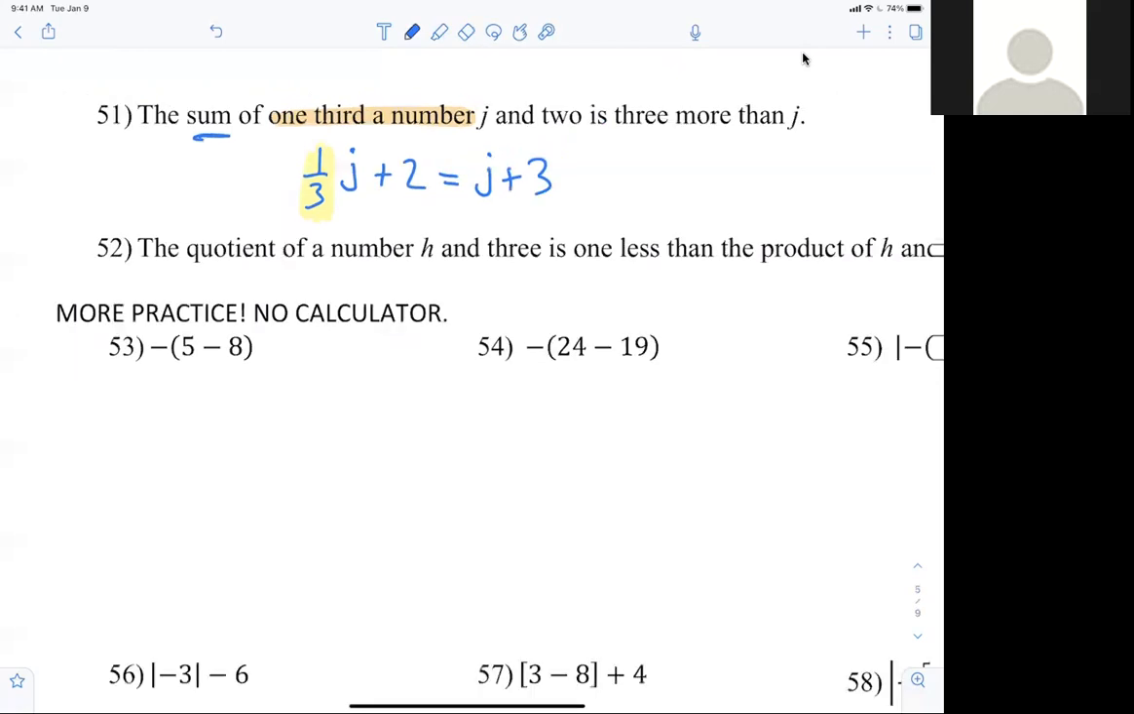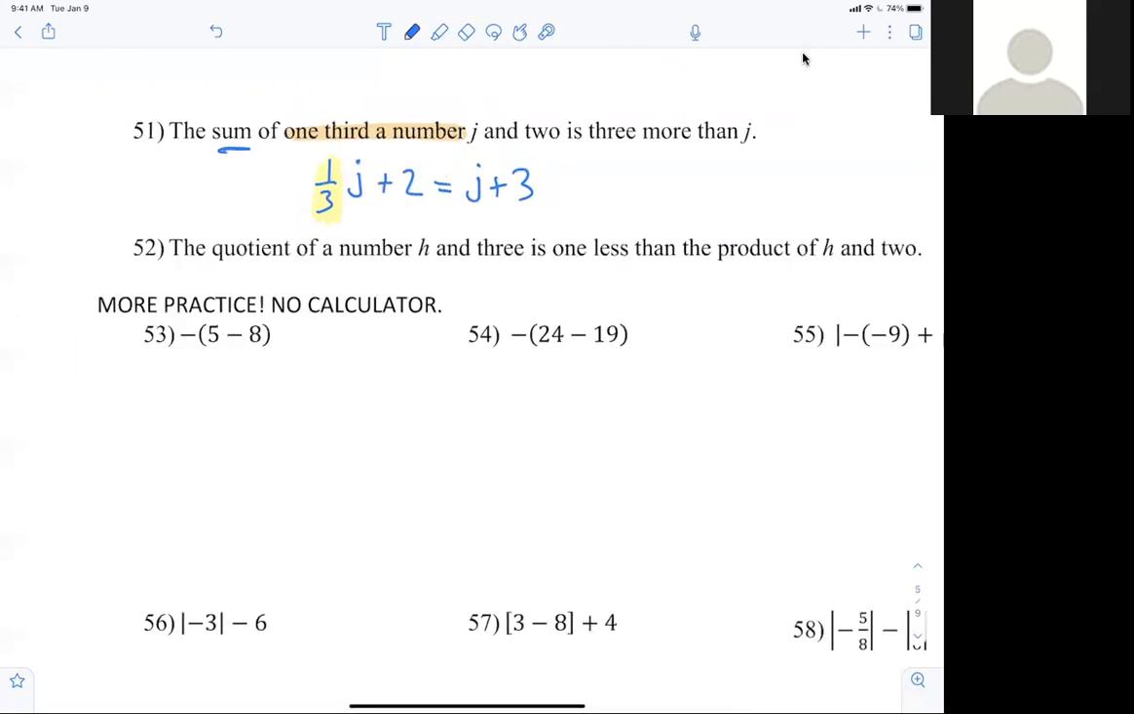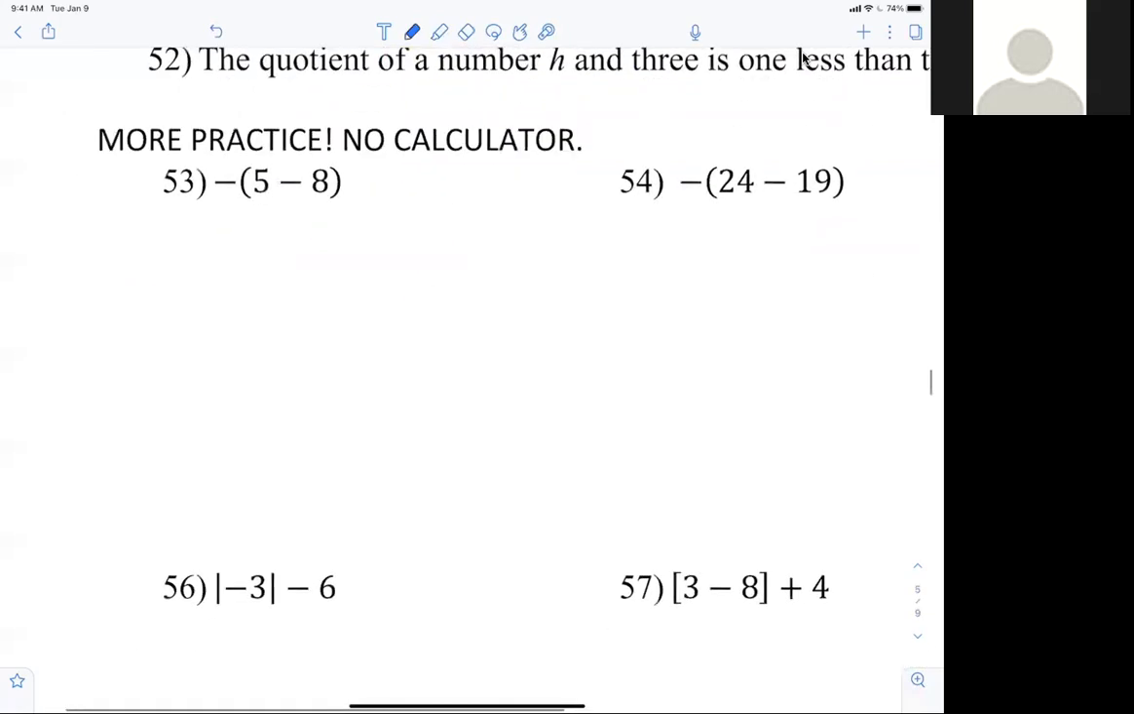All right, Logan, more practice, no calculator, 53. You do 5 minus 8, and then it's a double negative, now it's a positive. Yeah, just tell me the answer if you can do the mental math. That's what we're working on. If you don't know the mental math, you're not sure, you've got to tell me.